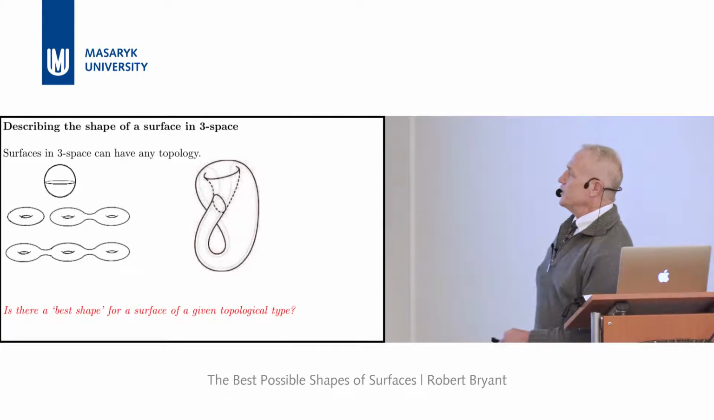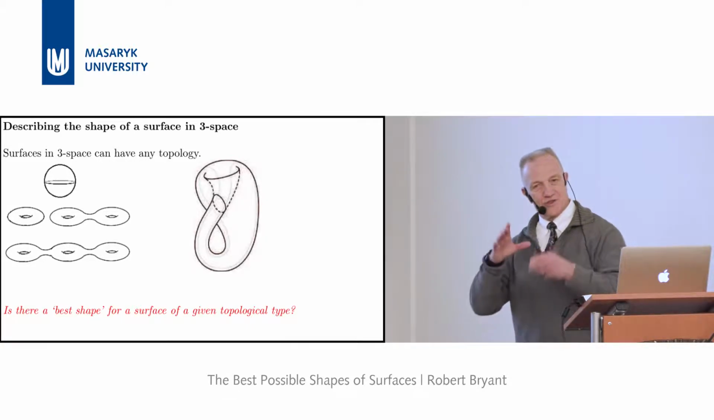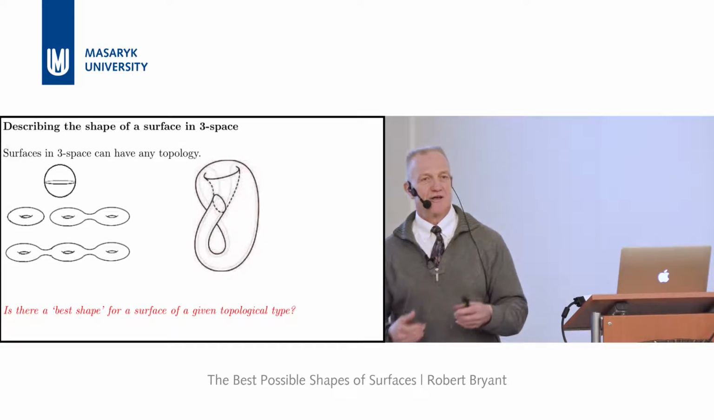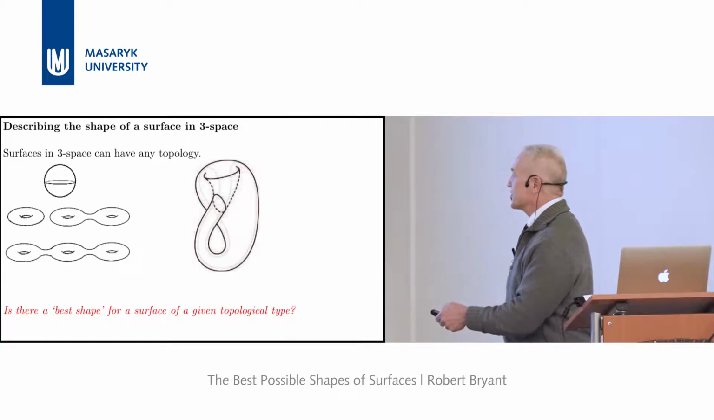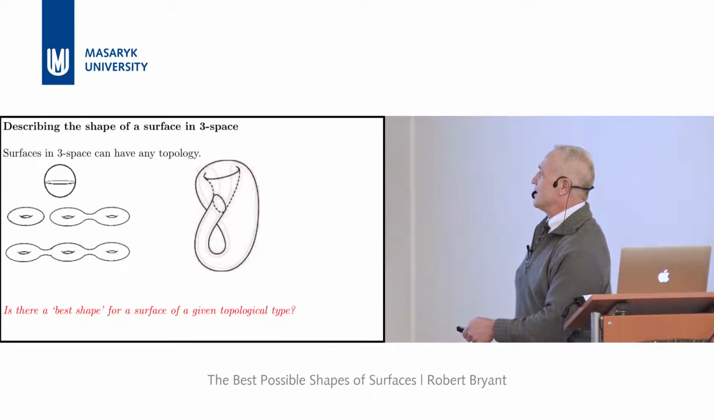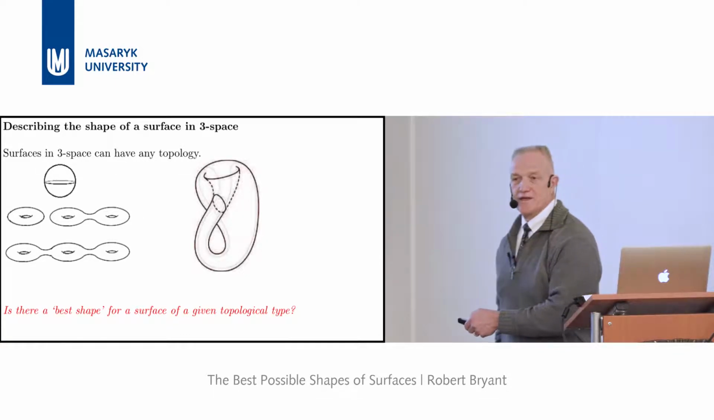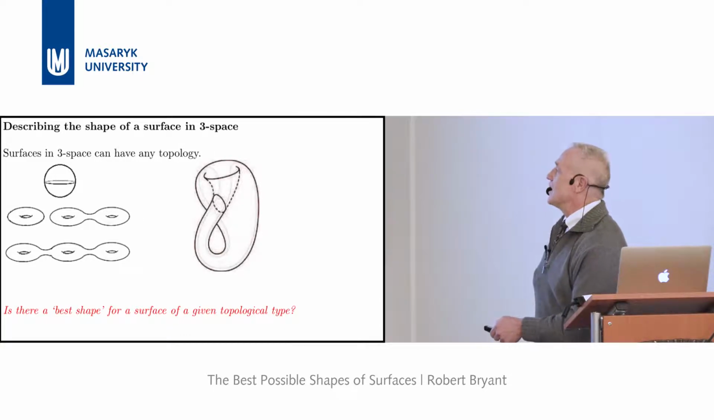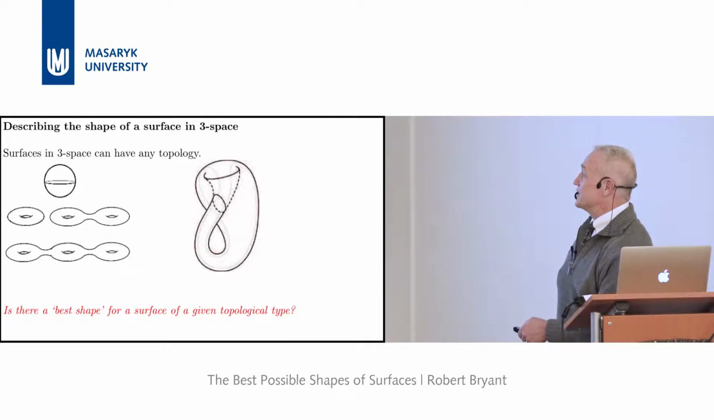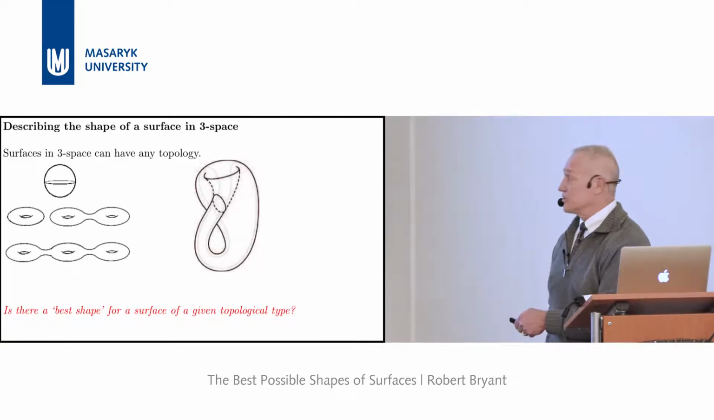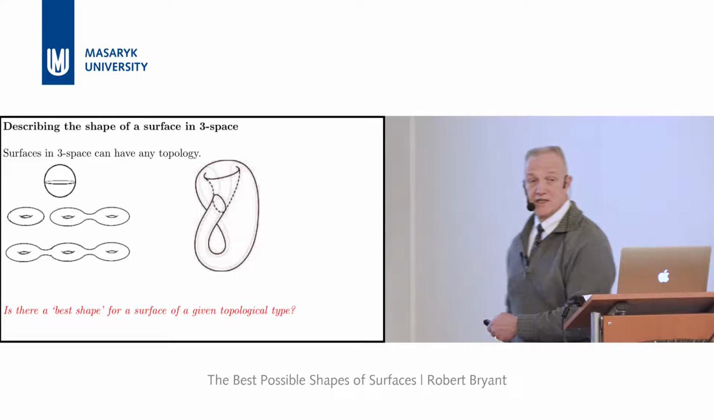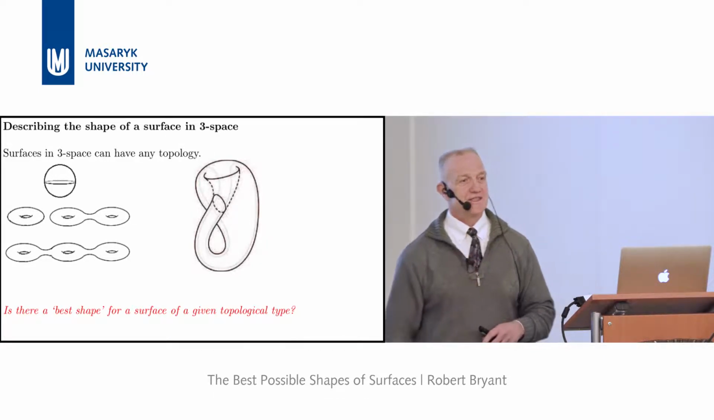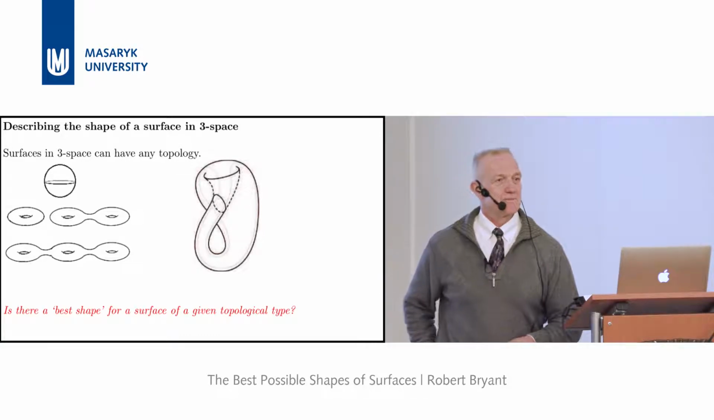I mean, for the sphere, it's pretty clear that a round sphere is about the best you could ever imagine representing the sphere. But for something like this, for example, maybe this is not the best shape for a surface, or maybe this is, even though this is a traditional picture of a Klein bottle, maybe this is not the best possible shape of a Klein bottle. Maybe there's something that's more aesthetically pleasing than these pictures.